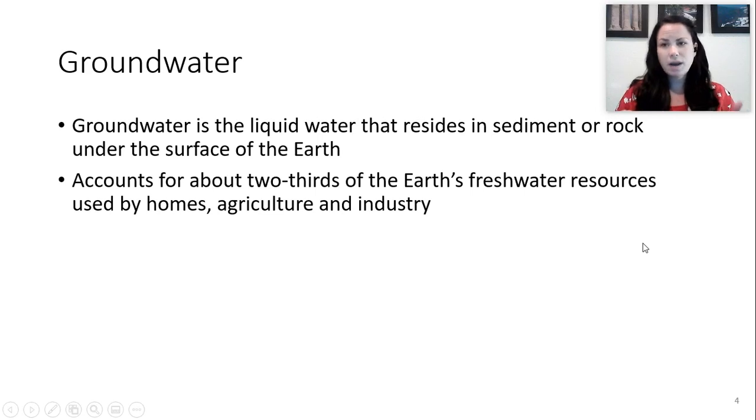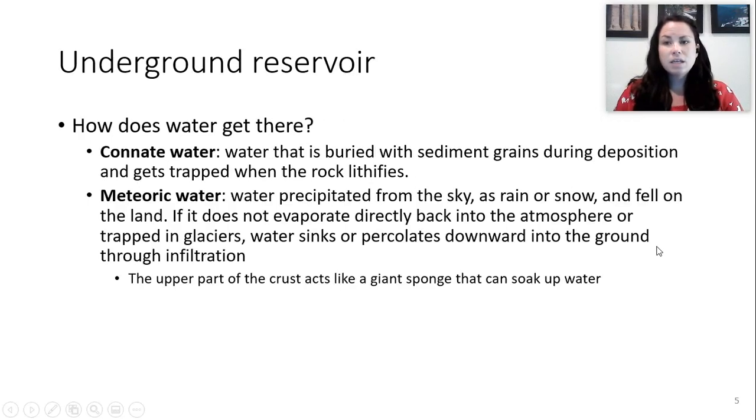So first, let's define groundwater. Groundwater is the liquid water that resides in sediment or rock under the surface of the earth. And this accounts for about 2/3 of the Earth's fresh water resources. And we use fresh water for our drinking water, for cleaning our clothes. We also use it for agriculture, for watering our crops. And there's other industries, of course, that use fresh water. And when I say fresh water, a majority of that is underground.